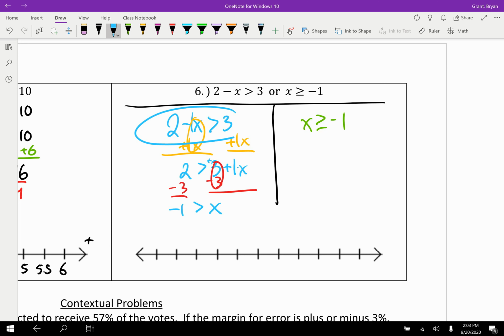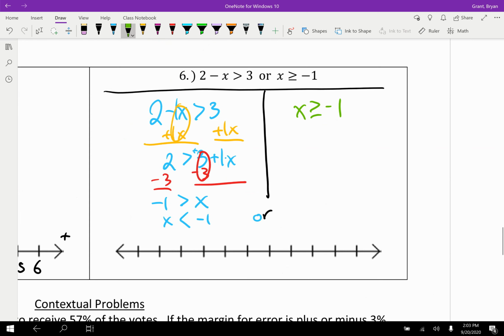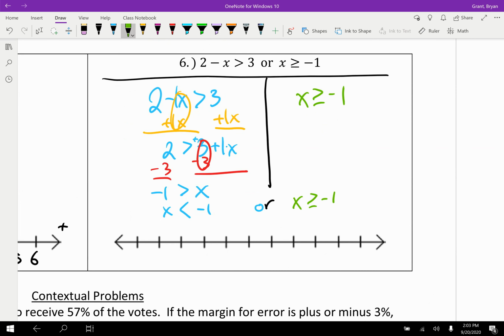So we actually get away with only having to add and subtract on this problem. If you had solved this traditionally, you would have divided by negative 1 at some point, but this is just showing you a nice other way to do it. And then don't forget that we could rewrite this with the x on the left, negative 1 on the right. Teeth are facing the negative 1. And then, of course, we have our or, and then the other one is x is greater than or equal to negative 1. Let's get these graphed.